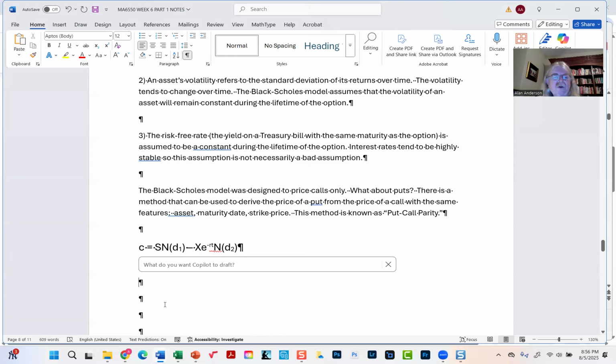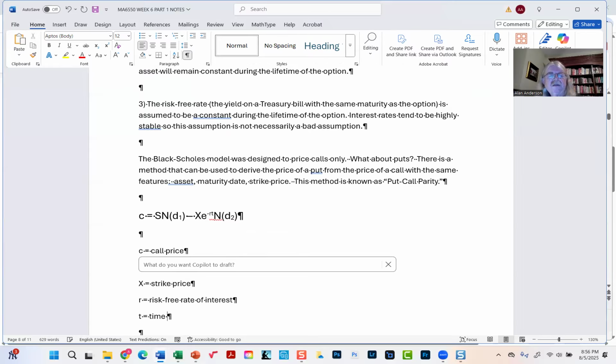Well, first of all, C is the call price. S is the asset price. X is the strike price. R is the risk-free rate of interest. T is the time to maturity, or the maturity. Let's put it this way: time to maturity of the option.